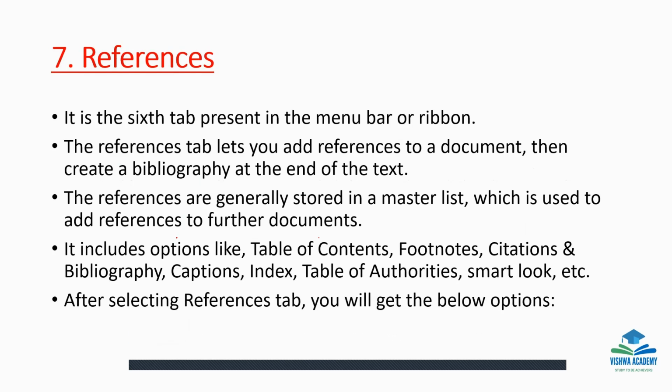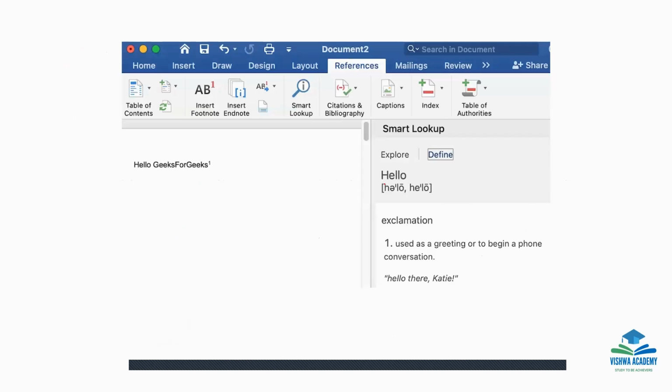After selecting the References tab, you will get the below options. Like this, you will get options like table of contents, insert footnote, insert endnote, smart lookup, citation, bibliography, captions, index, table of authorities. References are mostly used to write project reports, theses, and research papers. So this is one of the important things.